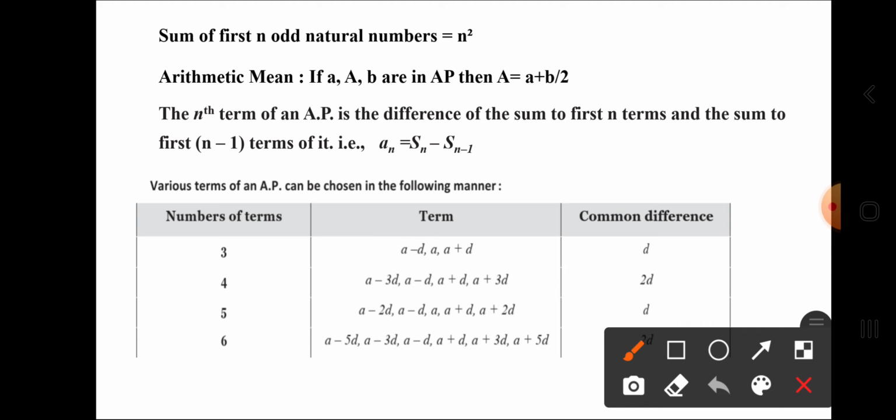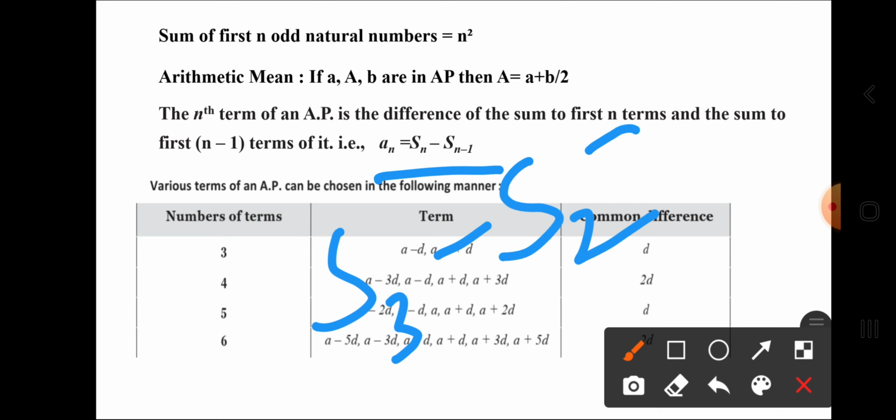And one more interesting formula is related to the nth term of an AP, the difference of the sum of the first n terms and the sum of the first n minus 1 terms, that is given by an is equal to Sn minus S(n minus 1). This formula is used for finding any term. Suppose we are given S3 minus S2, by this we are able to find the third term of an AP.